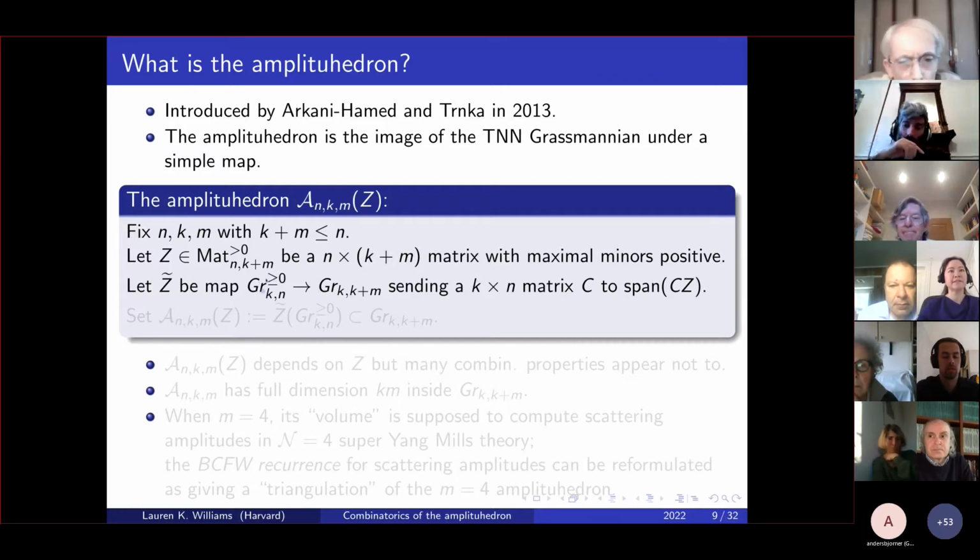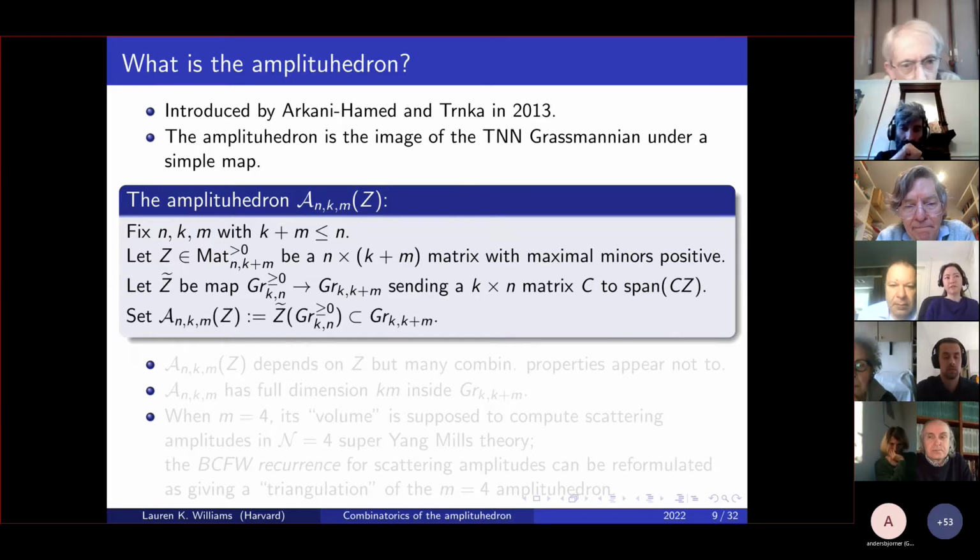We take a matrix C lying in this positive Grassmannian, and then we multiply C by the matrix Z. That gives us a k by k plus m matrix, and then we take the row span of it. It's a lemma, but you can check that the row span of CZ has full rank, and so it represents a point in the Grassmannian of k-planes in k plus m space. And now the amplituhedron is defined to be the image of the positive Grassmannian under this simple map Z tilde. This is going to be a subset of the Grassmannian of k-planes in k plus m space.